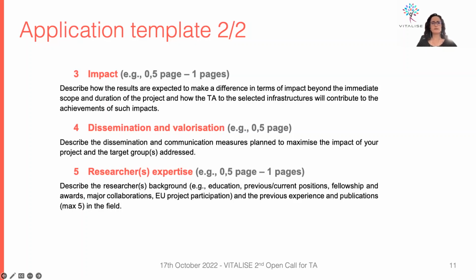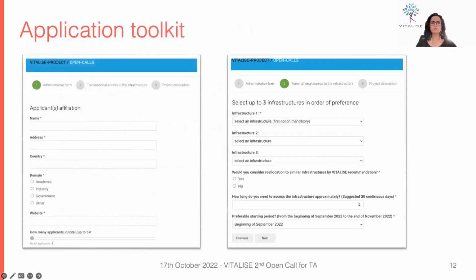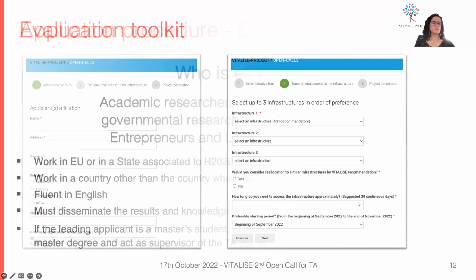The number of pages that is suggested in each of the sections of this template is only indicative, but we are expecting a research proposal between 4 and 6 pages, no more. So after you have filled in this template, you can start the application process using the application toolkit. Here you will be asked to complete some administrative information, and then in the second section you will have to select up to 3 infrastructures where you would like to perform the transnational access, and also select the services and technologies that you are planning to use for carrying out your project. And finally, in the third section, you will have to upload your research project.